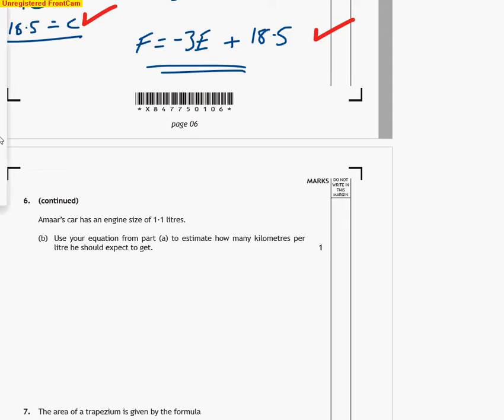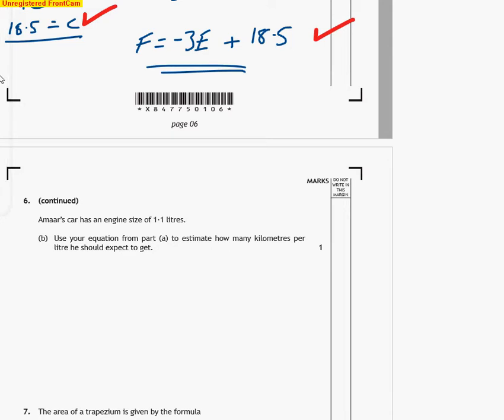So, we've worked out our equation. If you weren't able to get the first question, put an equation in that roughly makes sense. Like we said, it's going to have a negative gradient. It's going to have a C of about 18. So if you just said f is equal to minus 2e plus 18 and substitute incorrectly, you'd still get a mark here as well. So even if you didn't get the first bit, go for the second bit.